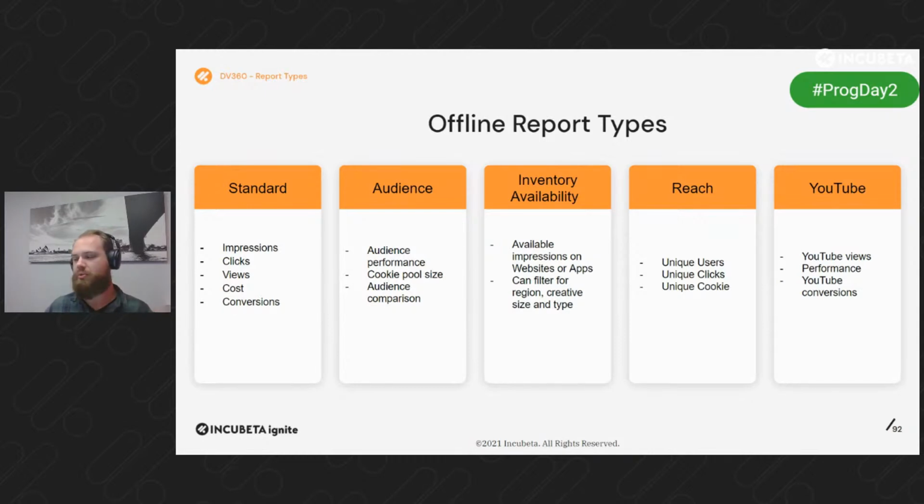Your reach report will tell you how many unique users, unique clicks, and unique cookies you've actually reached. That's a really important tool when you're looking at an awareness generation campaign, to see how many unique users you've reached over the course of your campaign. And then your YouTube report has some of the really specific YouTube features, so YouTube views and performance, and your YouTube conversions as well. Like I said, while YouTube functions neatly within DV360, there are some additional elements built on top of DV360, which increase the functionality of your YouTube reporting.